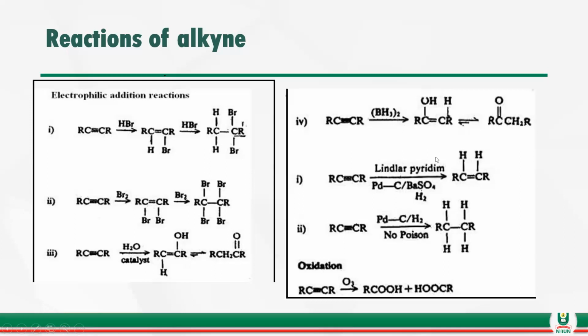Then we also remember that hydroboration of alkene gave us an alcohol. However, hydroboration of alkyne will still end up giving us a carbonyl. First of all, it will give us an enol, and then this enol will undergo tautomerism to get either an aldehyde or a ketone.